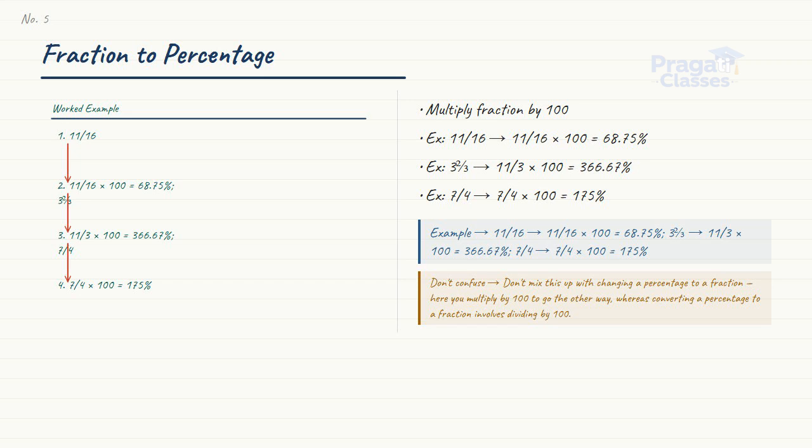And 7 over 4? Multiply by 100, 7 over 4 times 100 is 700 over 4, which is 175%. Quick heads up, don't confuse this with changing a percentage to a fraction. Here you multiply by 100 to go the other way, whereas converting a percentage to a fraction involves dividing by 100. They're opposite moves, like forward and reverse.